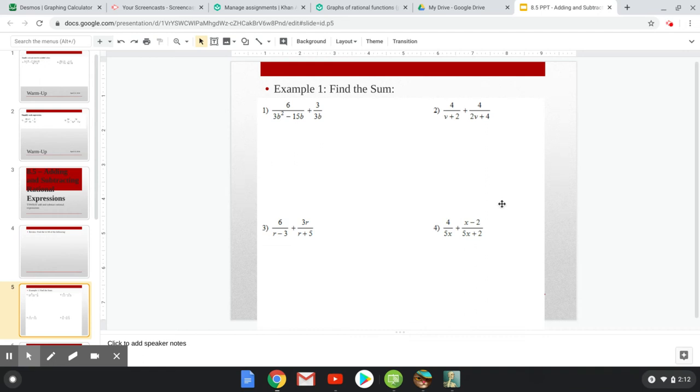Okay, so we're going to be doing number 4 on adding rational expressions. So for this one, again, there's nothing we can factor. We can't factor out this 5. There's nothing we can factor. So let's look at what our common denominator is going to look like.